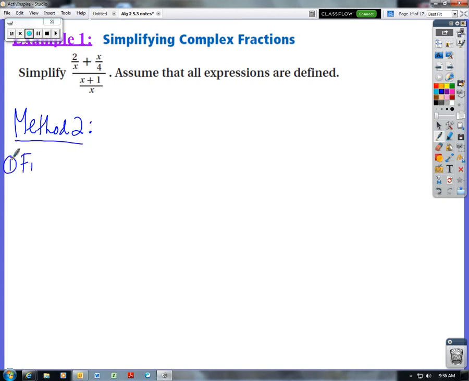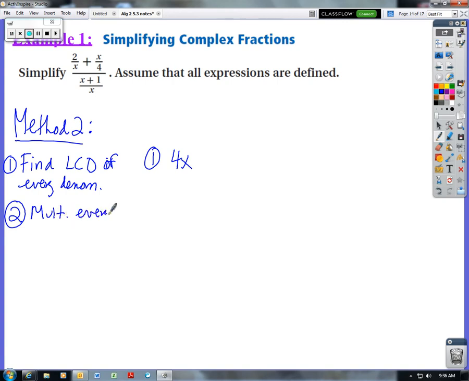Step number 1, find the LCD of every denominator. So up here we have 2 fractions, and down here we have 1 big fraction. So you look at x, 4, and x. And the least common denominator is going to be 4x. So in our case, it's 4x. So number 1 is 4x. Second step, multiply every fraction by the LCD that you found.